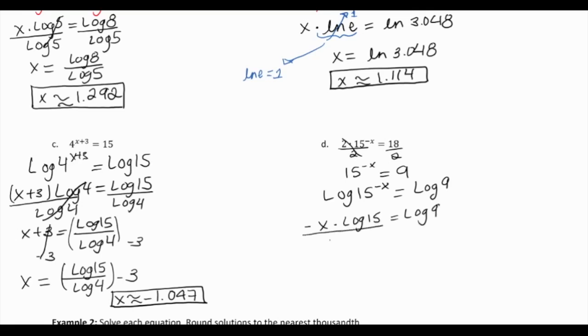We divide both sides by log of 15. So we have negative x is approximately, once we do this on the calculator, 0.811, but my variable is negative. So from here we divide both sides by negative 1. So x is approximately negative 0.811.